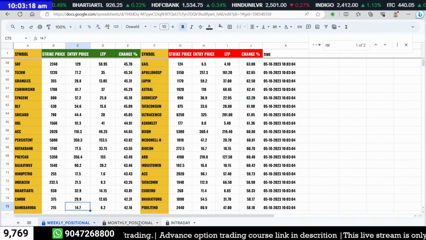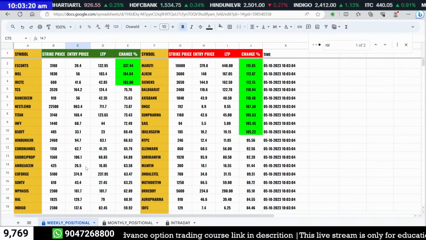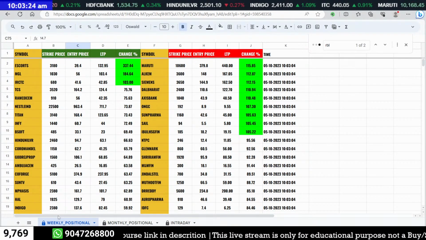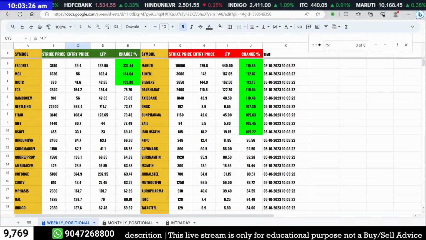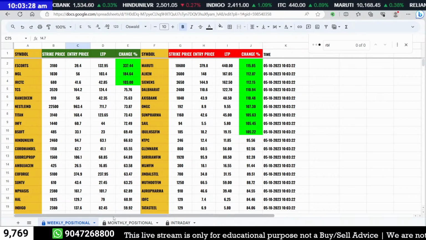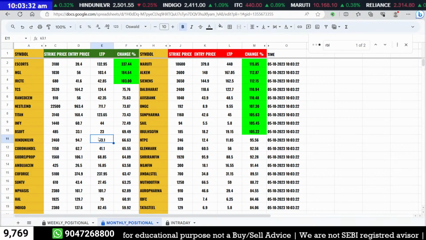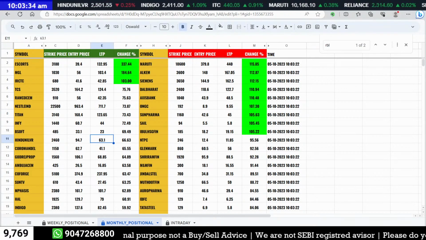Positional, weekly and monthly are both the same for this week. If you are going to take a weekly position, maybe try to exit your position because only 1 day is left for this week. Monthly positional is a different concept. You can hold it for a monthly positional. That will also be okay.